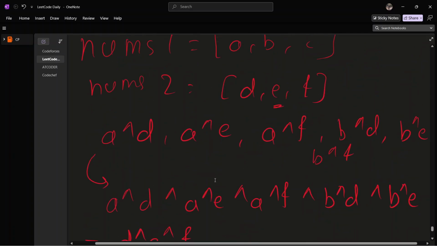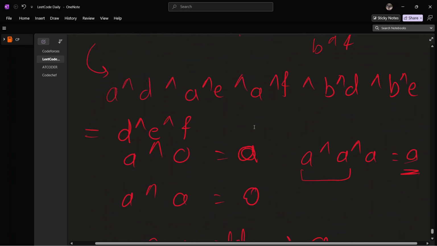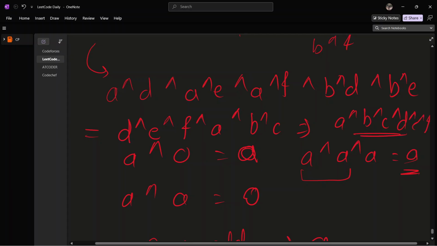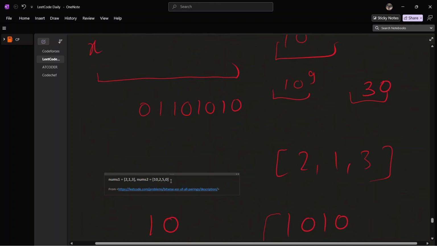Now think about A. A will be also there for 3 times. So A will be there. Similarly, B and similarly C. So answer of that will be A XOR B XOR C and XOR D XOR E XOR F. Right. So let's take the given example only and understand from it.